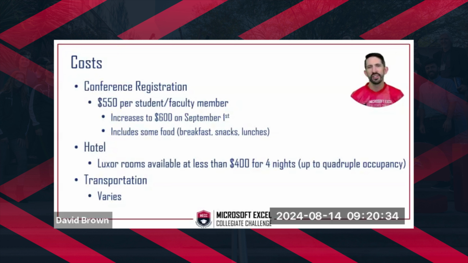The cost. This is the one part of the MEC that does have a cost associated with it, because people have to travel there, and there are costs to having the conference in Las Vegas and securing the esports arena where we do the competition. There's conference registration of $550 per student or faculty member coming. That'll increase to $600 on September 1st. That's basically covering the costs of the event itself. We'll have a few things that go with that, but it does include a good amount of food.